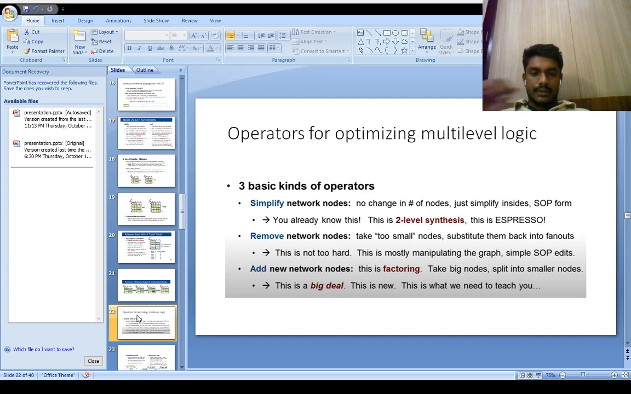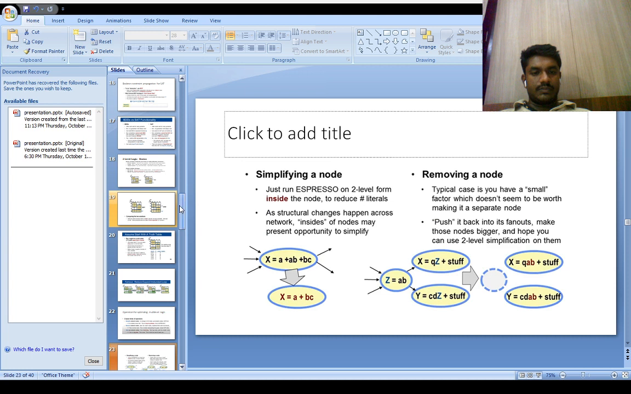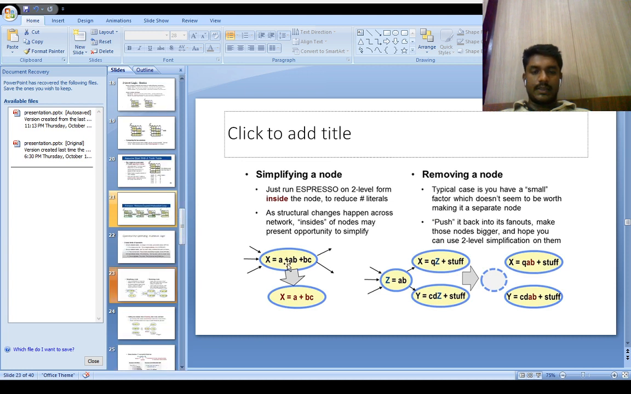There are mainly three methods for designing. We have to simplify the big given expression, remove what is unnecessary, and add anything we need in our circuit. Coming to simplifying the node, let us take an example a plus ab plus bc. In this node we can simplify by taking a common, a into (1 plus b) plus bc. 1 plus b is nothing but 1. So we can write a plus bc.